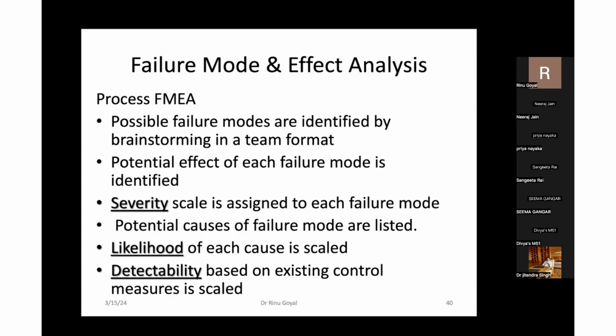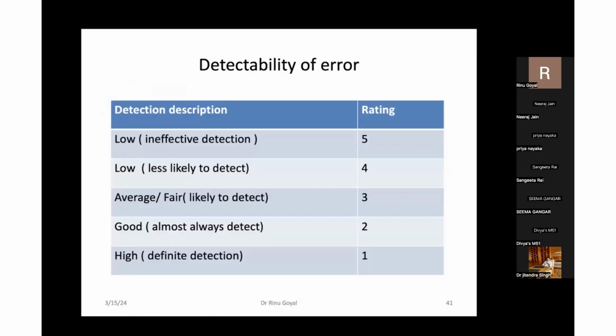So that is why this process of FMEA is important when a process is being assessed, because there will be multiple steps where we can anticipate that failure modes will be there. Each failure mode is given a severity and a likelihood, and then the detectability measure, which is assessed by what existing control measures are there. That will tell us the easiest way in which this particular error can be detected, whether we have any existing control in place or not.